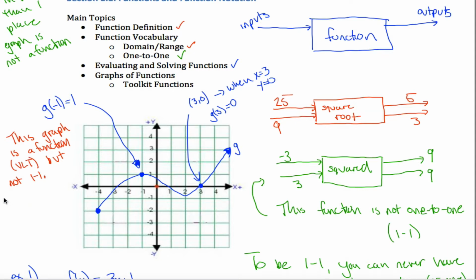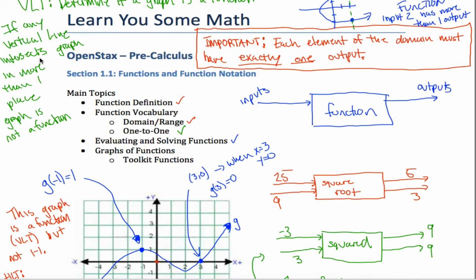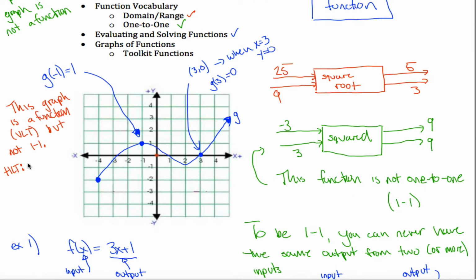There's this thing called the horizontal line test. Very, very similar to the vertical line test. If any horizontal line intersects the graph in more than one spot, the graph is not one-to-one. Doesn't mean it's not a function, it's just not a one-to-one function.